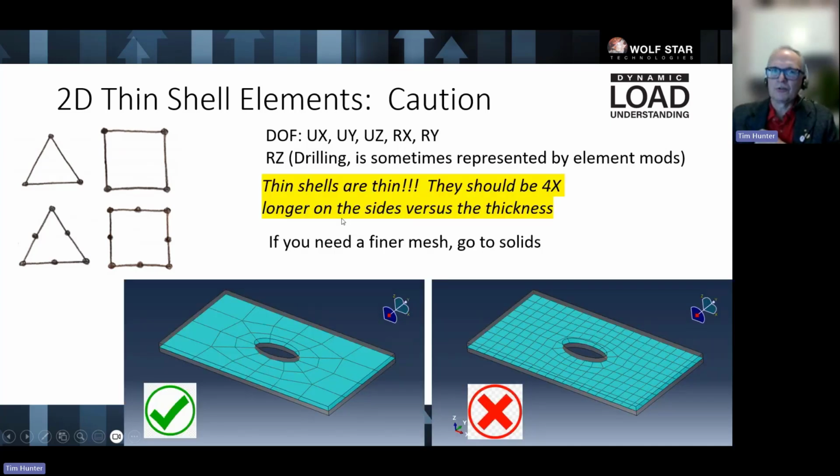And then the other thing is that thin shells are thin. So the edge of the element needs to be 4 times greater than the thickness of the material. So the mesh on the left, which looks pretty coarse, is actually a good mesh here. The mesh on the right is not, because the length of the element edge is about the same as the thickness. This is basically modeling thick plates. If you need a mesh this fine, you should go to solids. This is really important because a lot of times people will just push the mesh button and make their mesh too fine for a thin shell element.